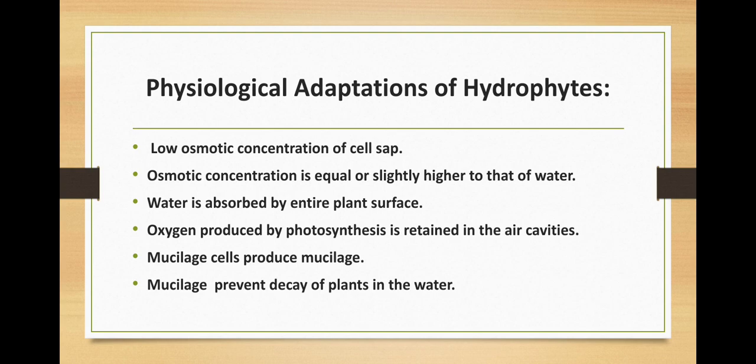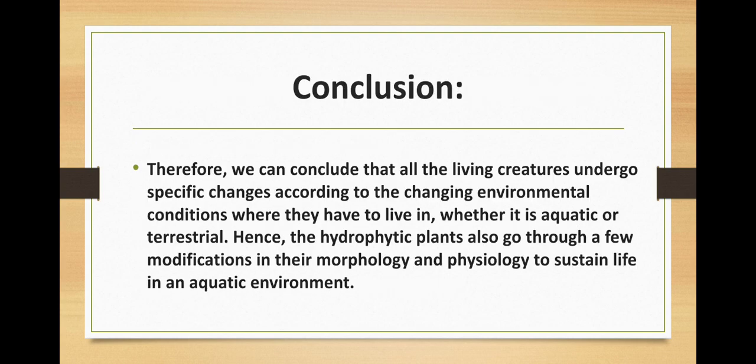Physiological adaptation of hydrophytes. Low osmotic concentration of cell sap. Osmotic concentration is equal or slightly higher than that of water. Water is absorbed by the entire plant surface. Oxygen produced by photosynthesis is retained in the air cavities. Mucilage cells produce mucilage. Mucilage prevents decay of the plant in the water.